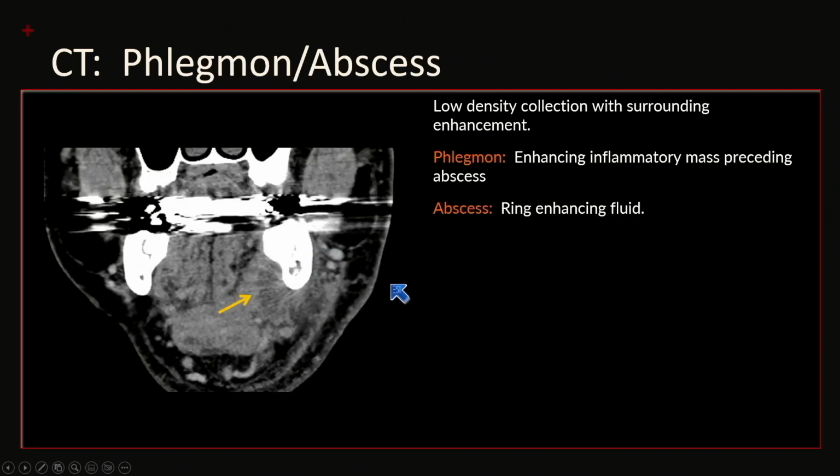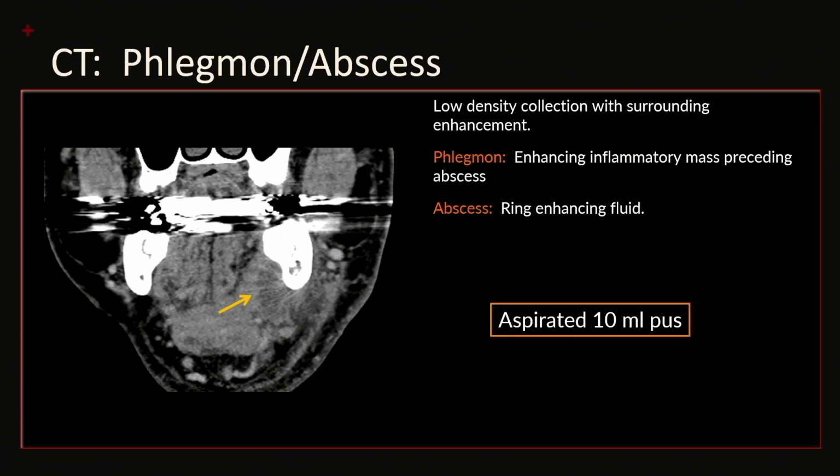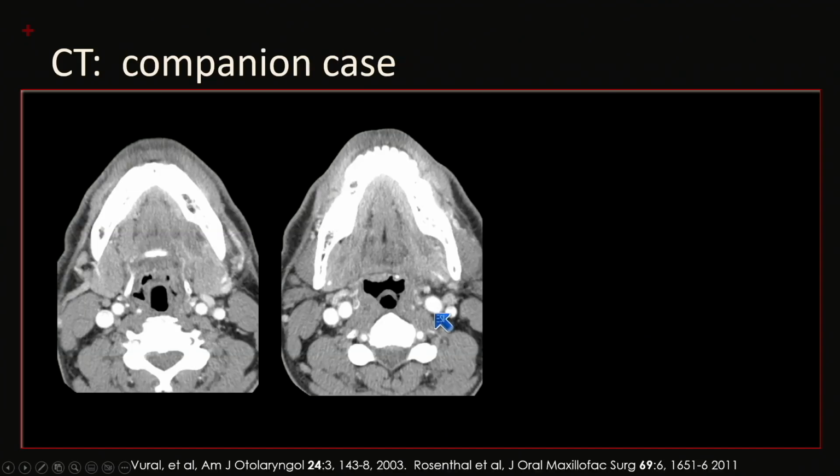So at this point, we need to determine whether we think this is abscess or not, differentiating abscess being a ring-enhancing pus collection from just an inflammatory mass that precedes that necrotic central core formation. And in this case, we were able to aspirate 10 ml of pus. So we're feeling pretty good. We've got rim enhancement, we've got pus, this is an abscess.